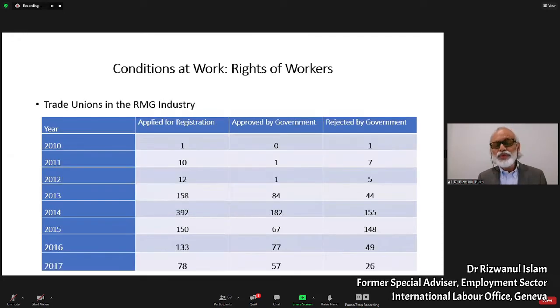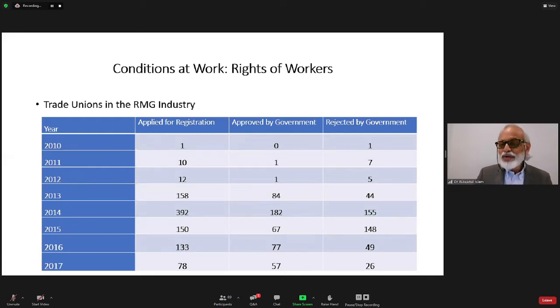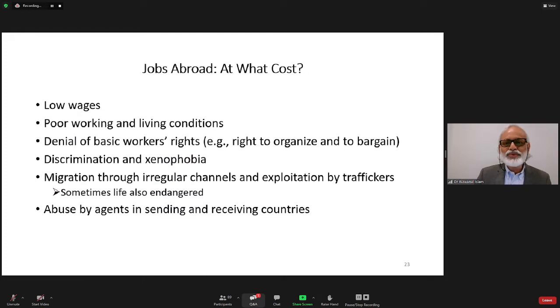The next point that I wanted to make is the rights of workers. You can see from this slide that, again, when there was attention of the international community and the national community on that, there was some spurt, some incentive for guaranteeing the workers' rights through the formation of trade unions. Like up to 2014, there was some increase in the application and approval of government for trade unions, and after that it started declining again. So we all know what the situation is.